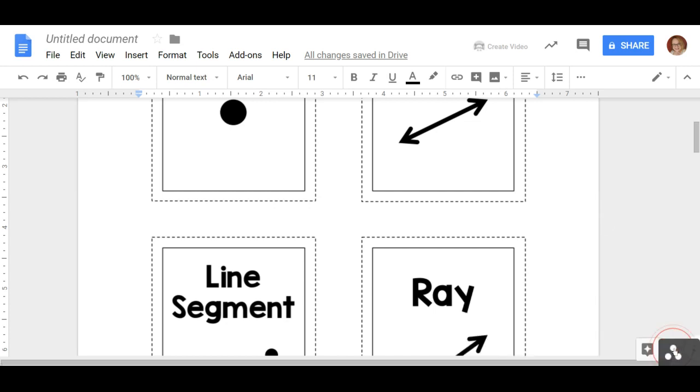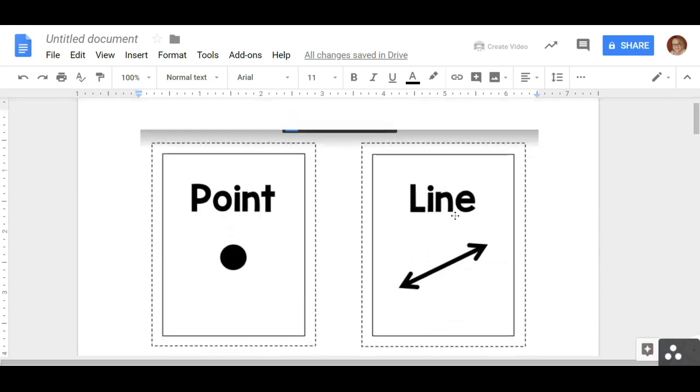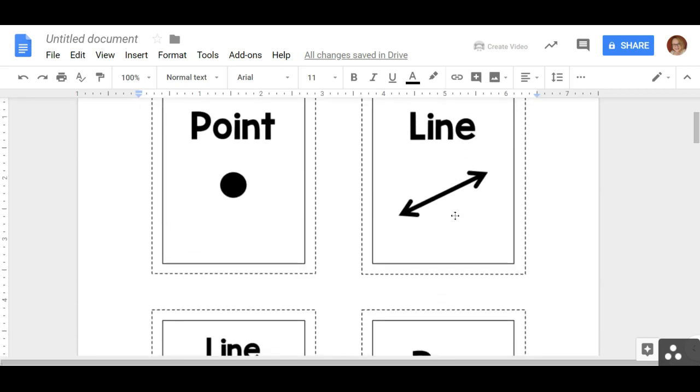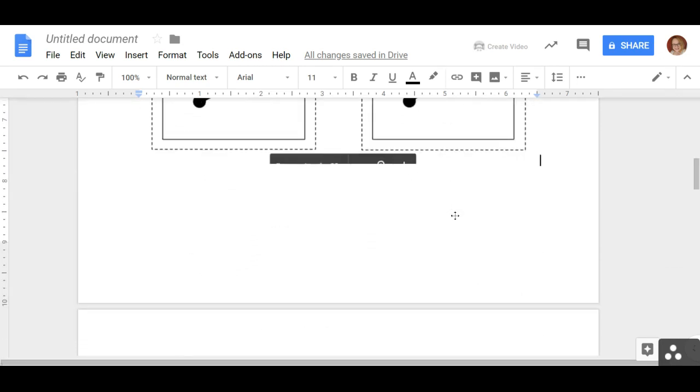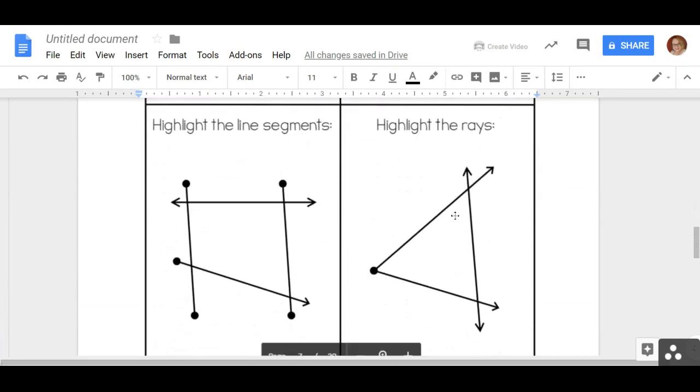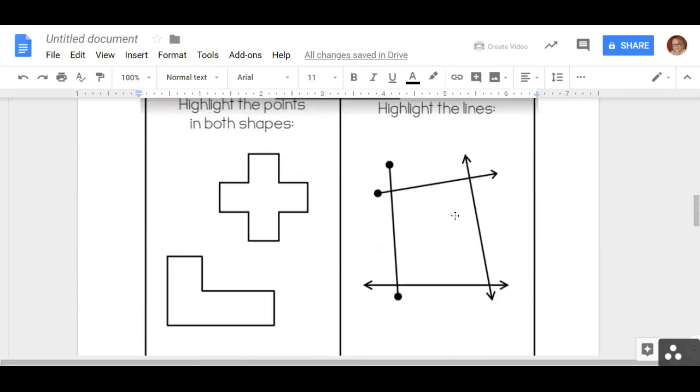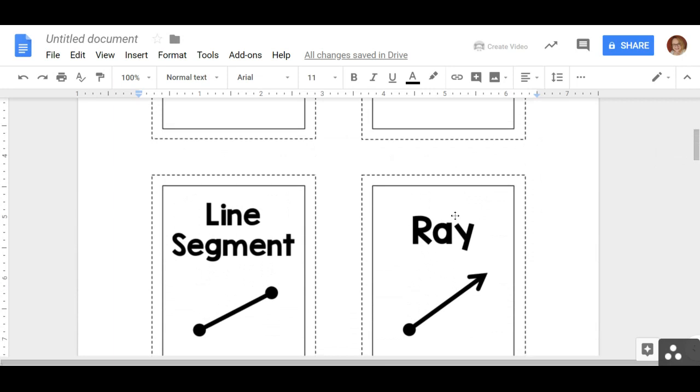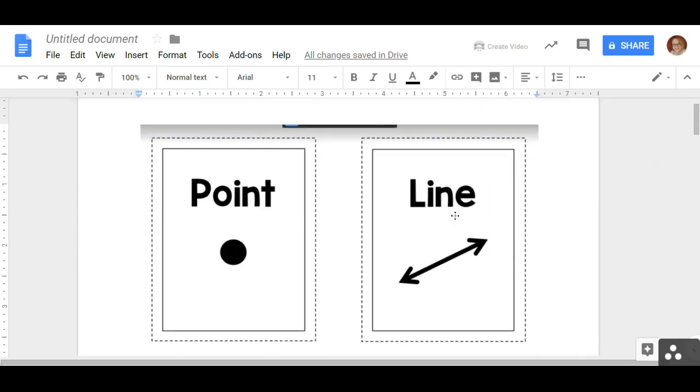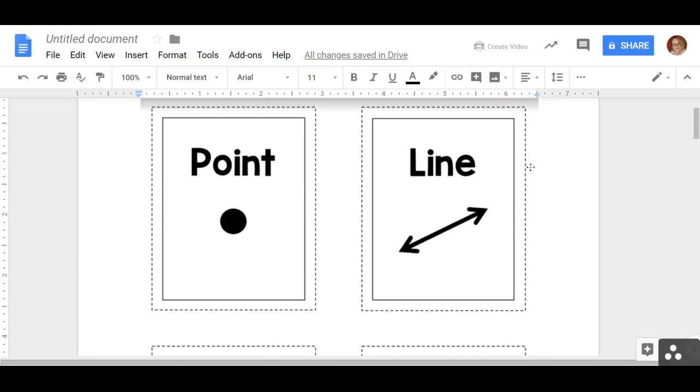So here we go. Are you ready? You have two pages here. You have one that says point, line, line segment, ray, and then you have some examples down here. So we're going to start up here, and we're just going to give some really quick definitions.